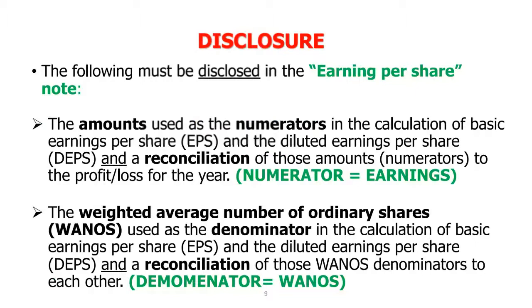With regard to the actual earnings per share note, we need to have a separate section where we reconcile the numerator, or the earnings amount, back to profit. That means that our reconciliation should start with profit and work its way down to diluted earnings. Also, we need a reconciliation between how the WANOs were calculated, as well as a reconciliation between diluted WANOs and basic WANOs.